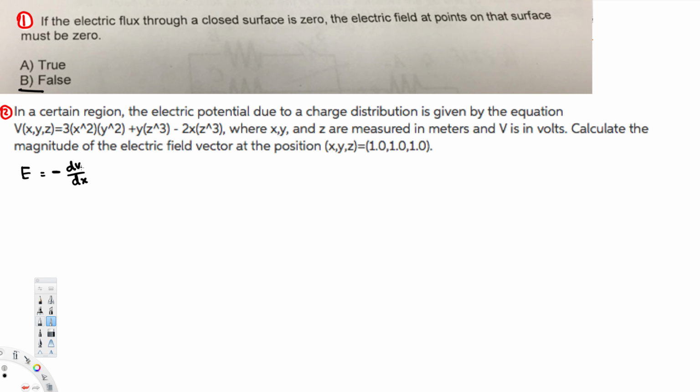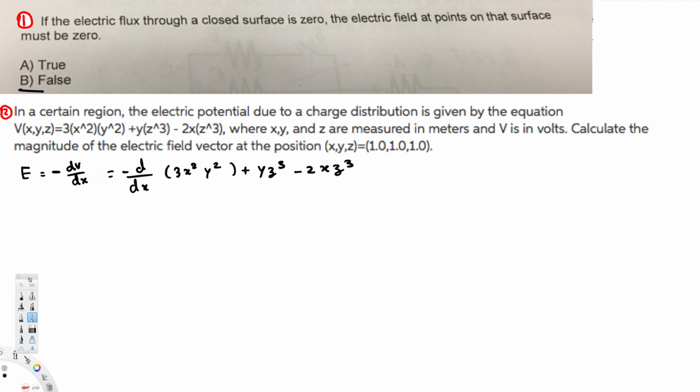So let's see how we can calculate this one. Let's copy this down first. So we have E equal to minus d over dx of 3x²y² plus yz³ minus 2xz³. So this is the one we are going to find. Let's calculate this individually, separating by x, y, z components.